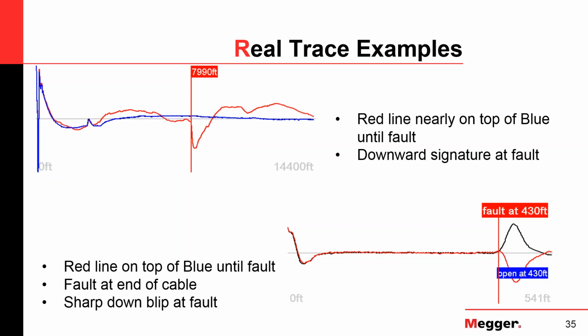Now on the bottom you have a different type of fault, and this is a fault right at the end of the cable. That would look like that. So the traces are hugging each other perfectly, and then at the fault they will deviate, and this is where you will find your fault.